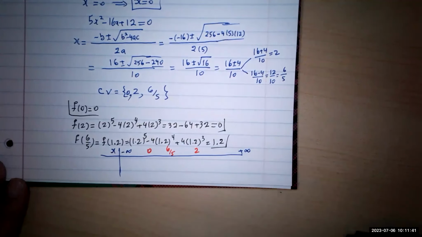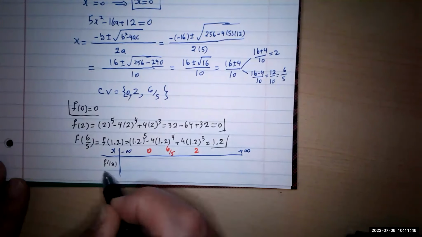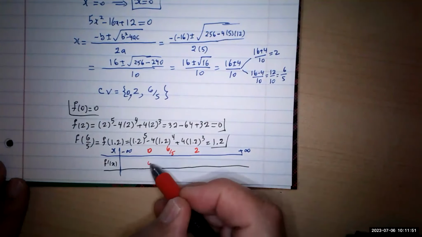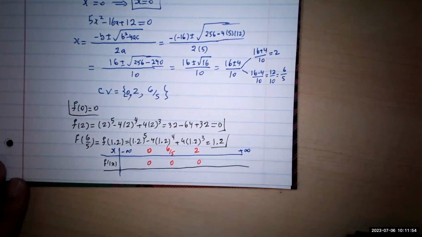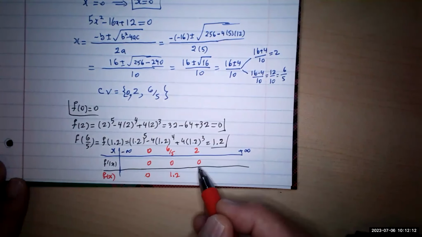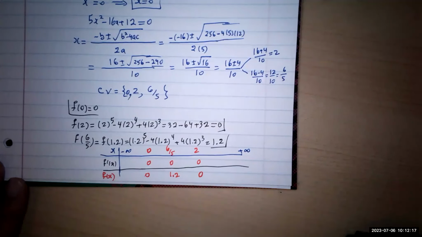Then you go with the f prime. This is going to be your f prime of x, and f prime is going to be 0 in three places: 1, 2, 3. Okay, so that gives you the f prime. Then finally, we get the f of x over here. Then the values that we have: f of 0 is equal to 0, f of 6/5 is 1.2, and f of 2 is equal to 0. Okay, that's going to be the one.